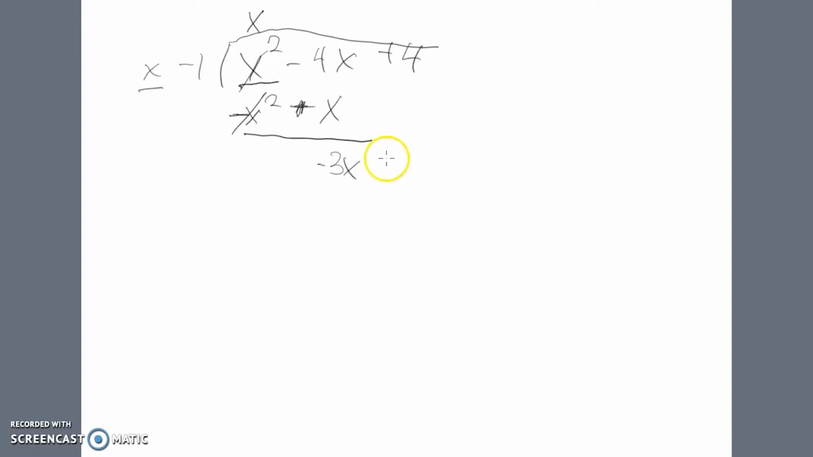You bring down that value over there and do the same thing. You divide the first term here with the first term there, and you multiply that value by this over here. You subtract them by changing the signs once more and adding downwards.